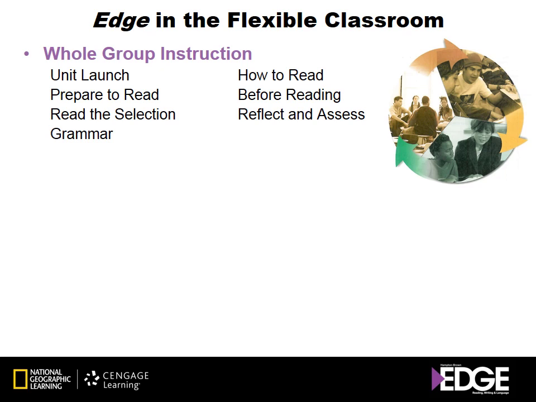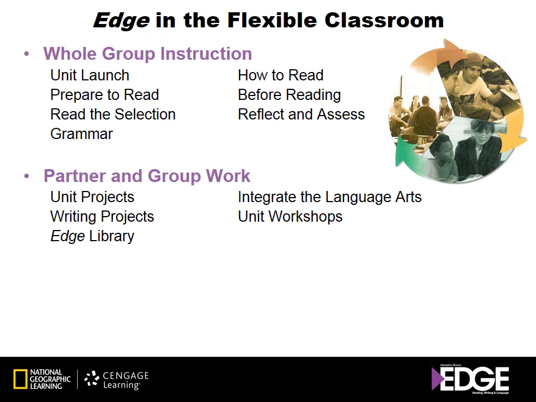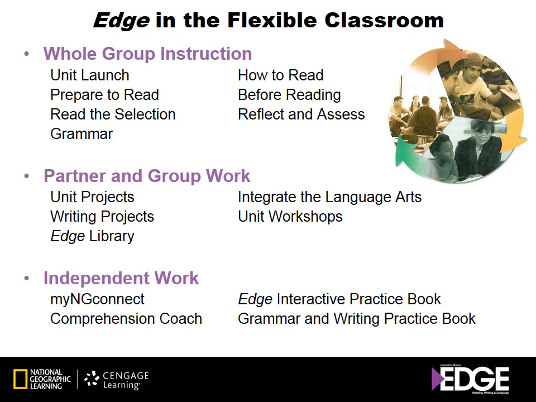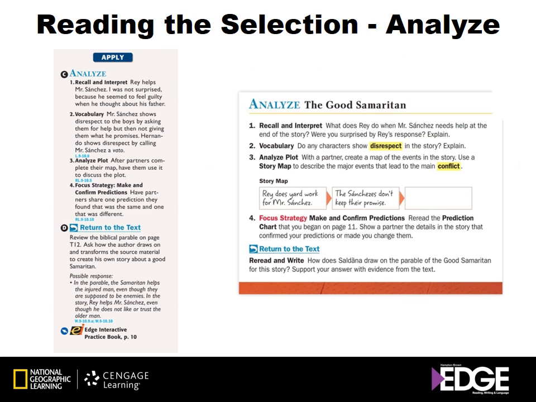Some of the lessons you see listed here work best in a whole group setting, including the unit launch, the how to read lessons, and the prepare to read lessons. When students are working with a partner or a small group, they can work on a unit project, the unit workshops, and other resources. And while working independently, students have additional options such as working with MyNG Connect and the Comprehension Coach, as well as always reading their EDGE level library book.